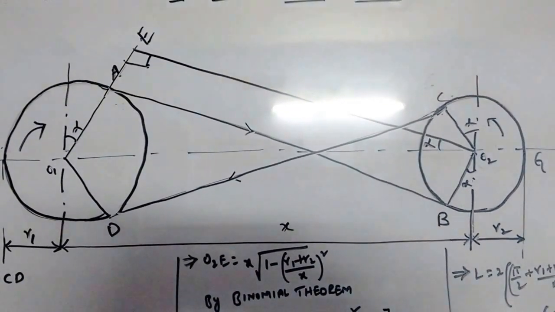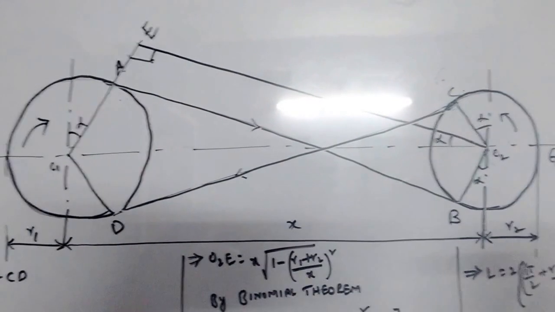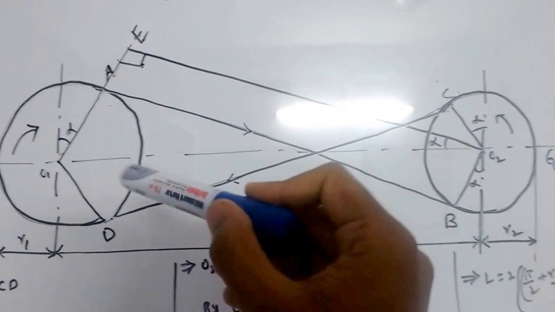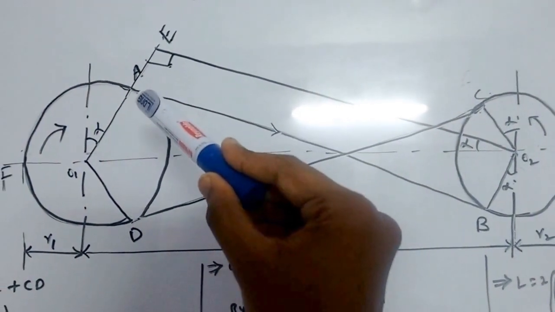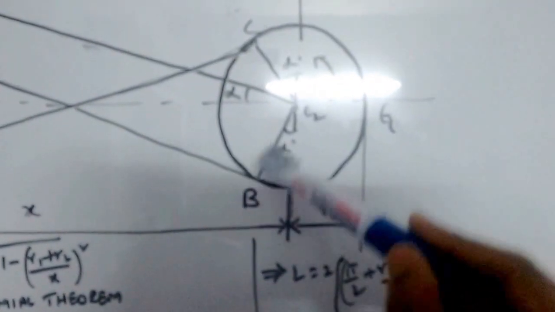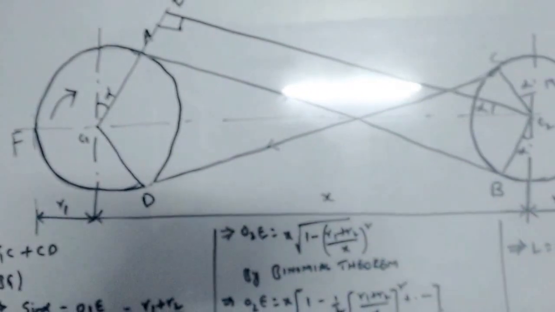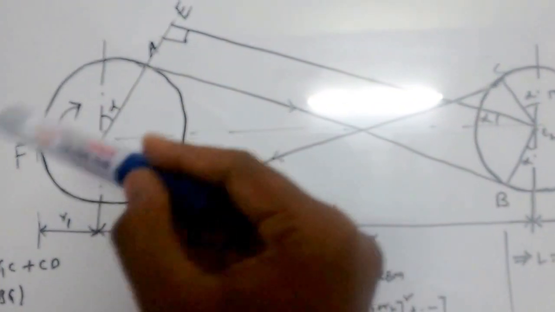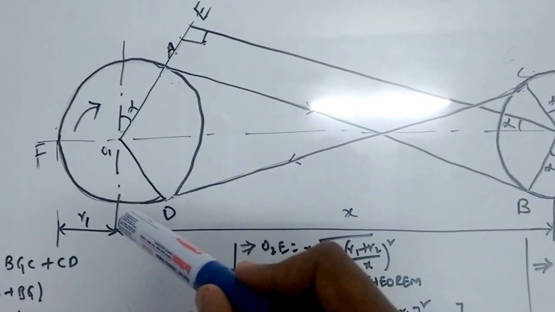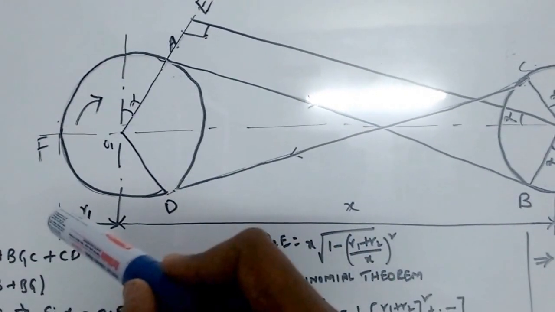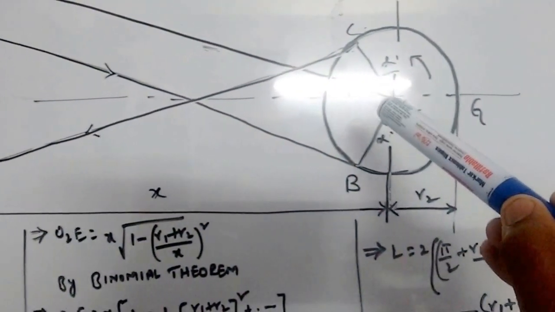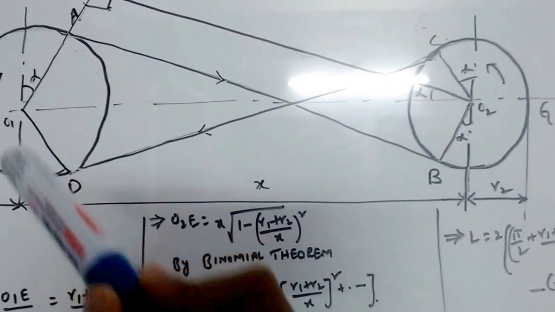Now let us consider O1 to be the center of the first pulley and O2 the center of the second pulley. The belt leaves the first pulley at points A and D, and leaves the second pulley at B and C respectively. Let alpha be the angle made by the belt with respect to the vertical axis, R1 the radius of the first pulley and R2 the radius of the second pulley. Let the distance between the centers of the two pulleys be x.